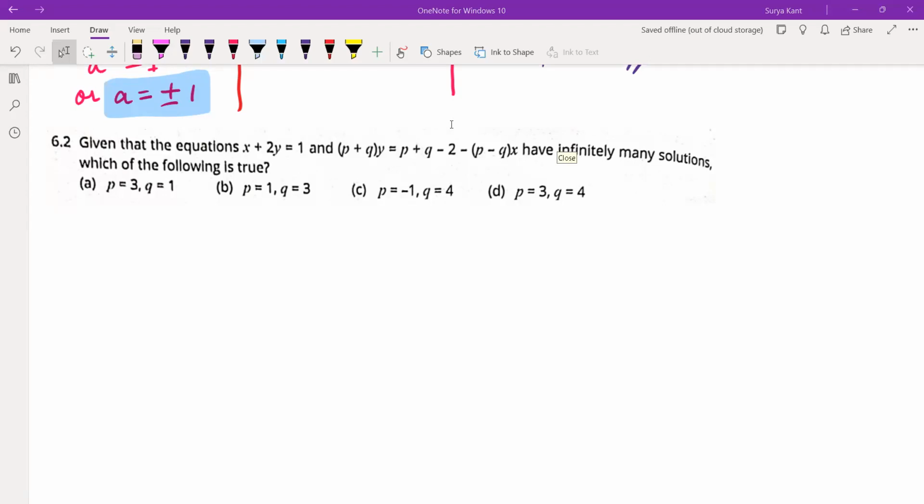P equals 1, Q equals 3. Nityas, we got, Rini got option A, right? Anyone else? Some children got A, some children are saying B.